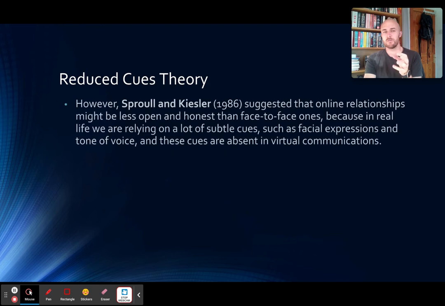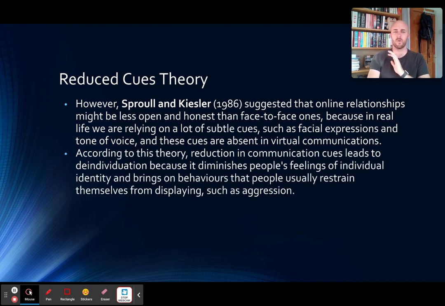Now, the reduced cues theory is Sproull and Kiesler in the mid-80s, and suggests that online relationships might be less open and honest than face-to-face because, in real relationships, we're relying on a lot of subtle cues, and these cues are not present in online relationships. So we have less to go off. We hold a little bit back because we've got less information to go on. The reduction in communication cues leads to de-individuation because it diminishes people's feelings of individual identity.